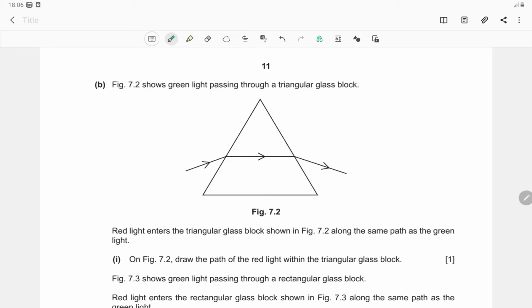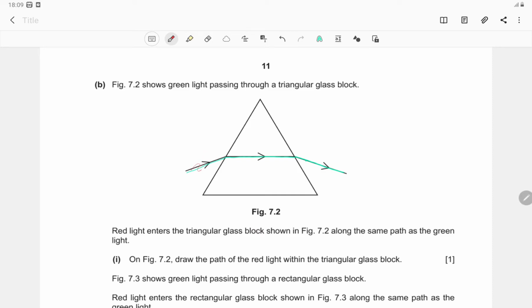Figure 7.2 shows green light passing through a triangular glass block. Red light enters the triangular glass block shown in figure 7.2 along the same path as the green light. On figure 7.2, draw the path of red light within the triangular glass block. So here already the path of green light is shown: when it enters, it's bending, then again it's moving out of the prism. Now you have to draw the path when the red light enters in the same path.